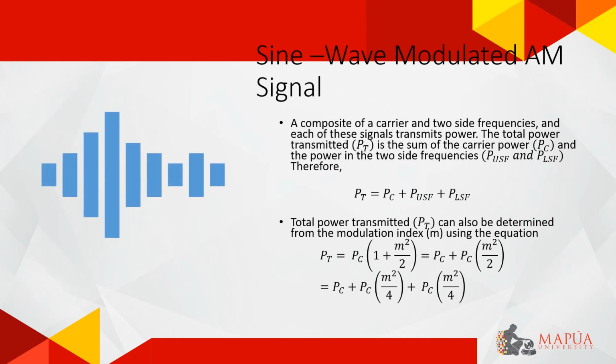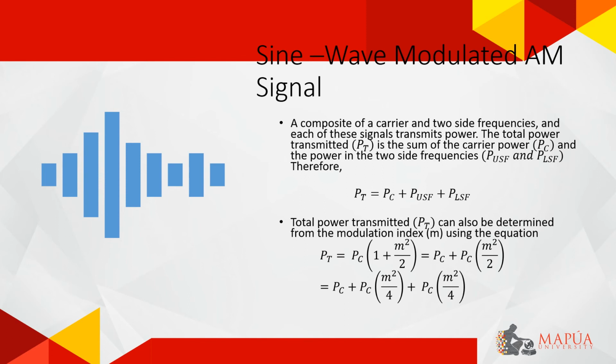A sine wave modulated AM signal is a composite of a carrier and two side frequencies, and each of these signals transmits power. The total power transmitted is the sum of the carrier power and the power in the two side frequencies. Therefore, P sub t is equal to P sub c plus P sub USF plus P sub LSF.